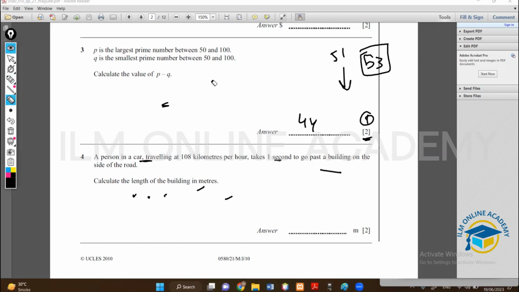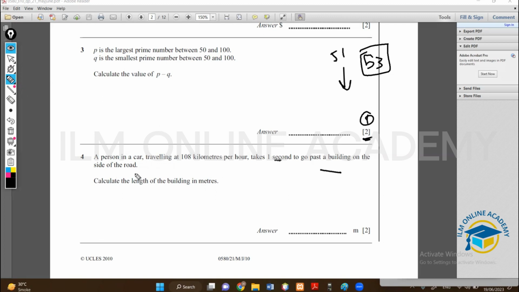And now coming over to another question, which is question number 4. The question number 4 is: a person in a car traveling at 108 kilometers per hour takes 1 second to go past a building on the side of the road. Calculate the length of the building in meters.